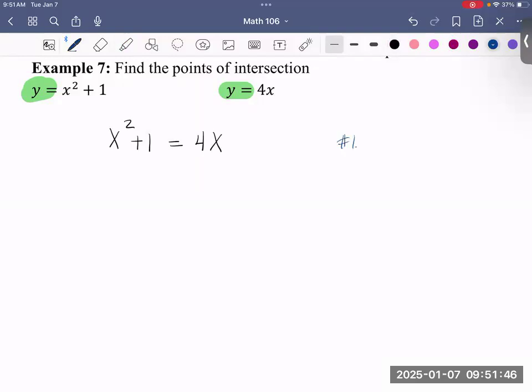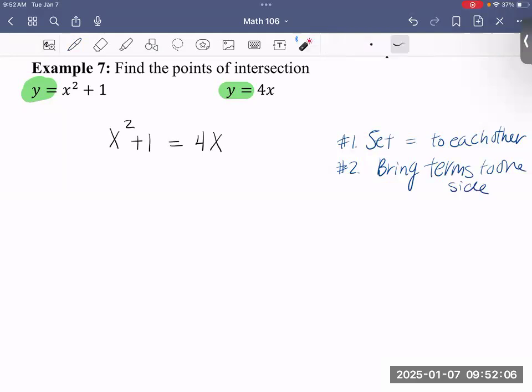Step two, set equal to each other. Step two, bring terms to one side. Now, again, you want to be strategic. Whichever has the biggest degree, ours being the x squared, if it's positive, those terms are going to come to it. If it's negative, we're going to bring it over. So for us, let's bring over your 4x. Let's subtract the 4x to the other side. Now set it equal to 0.